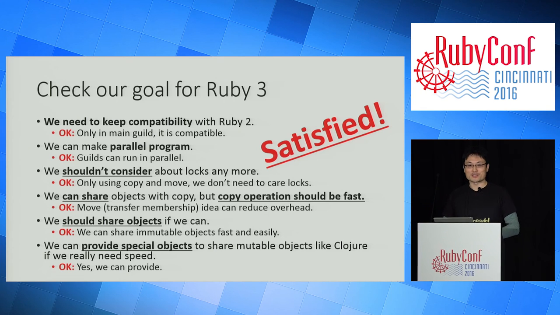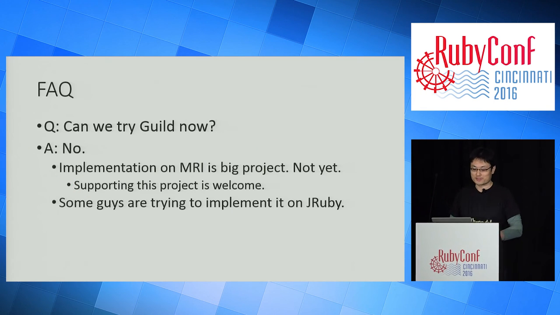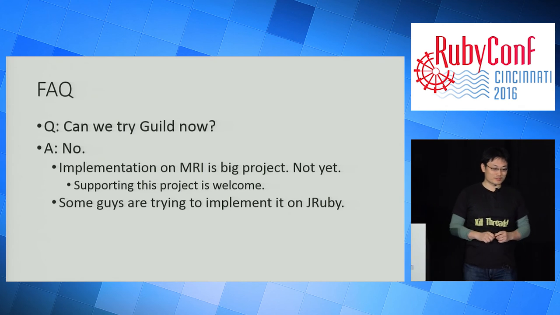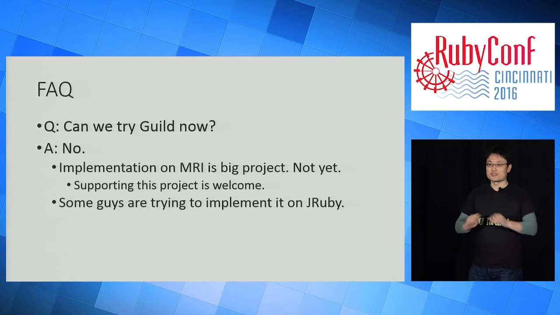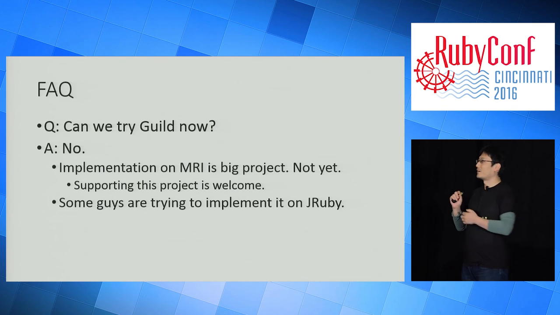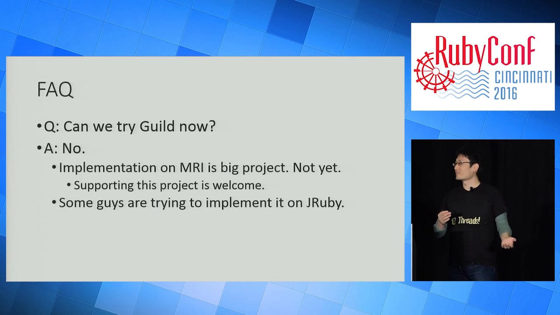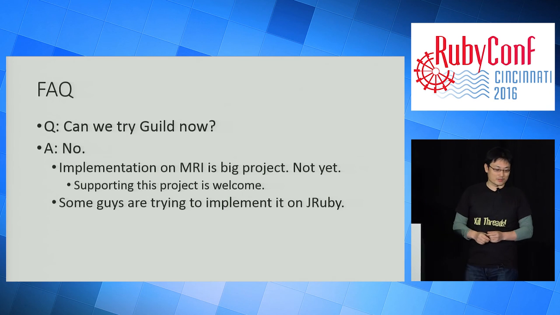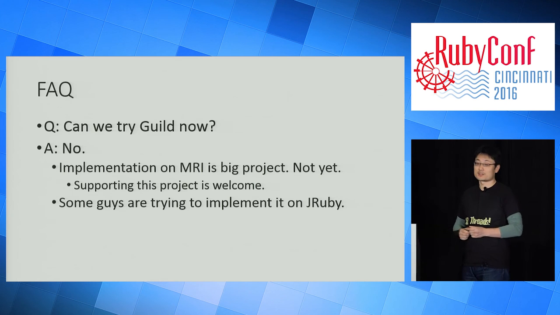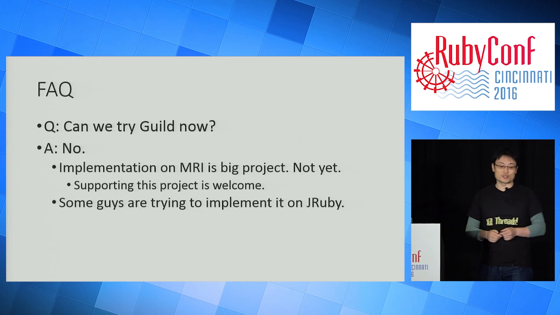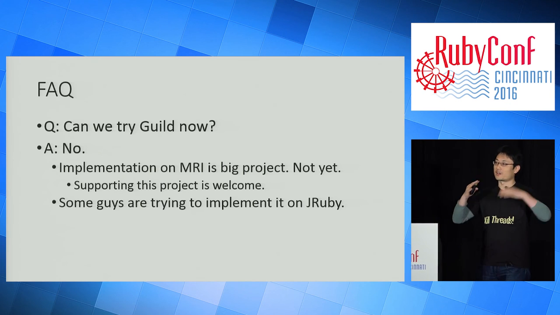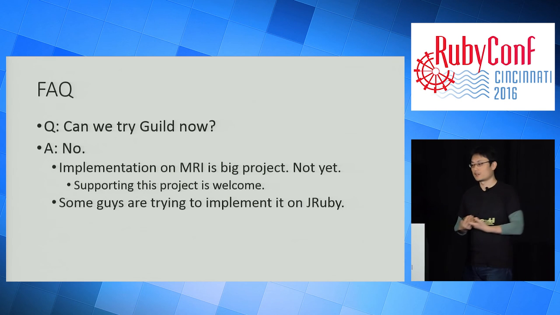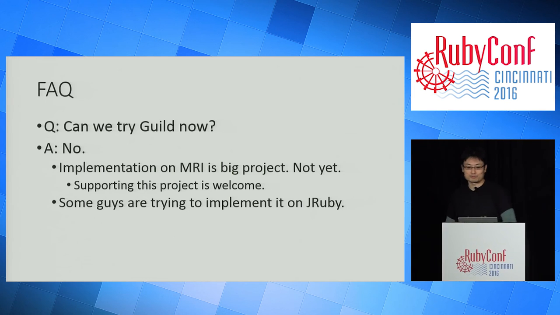So at last, I want to show several answers to questions. The first question is, can we try guilds now? No, I'm sorry. Implementing guilds on MRI is a very big project, so it is not yet. Support for this project from you or your company is very welcome. Also, some people are trying to implement this guild feature on JRuby, or we can discuss the interface, meaning the API, without implementation.